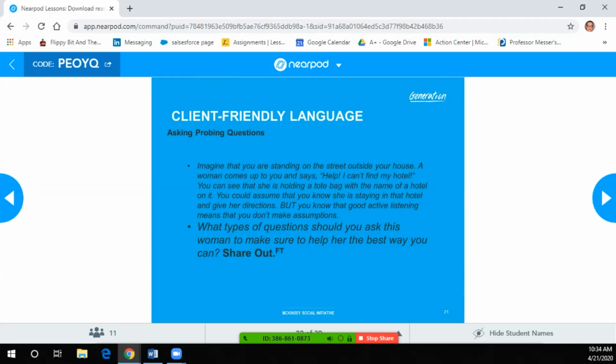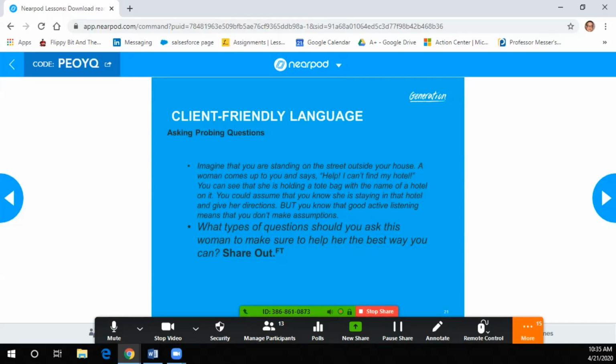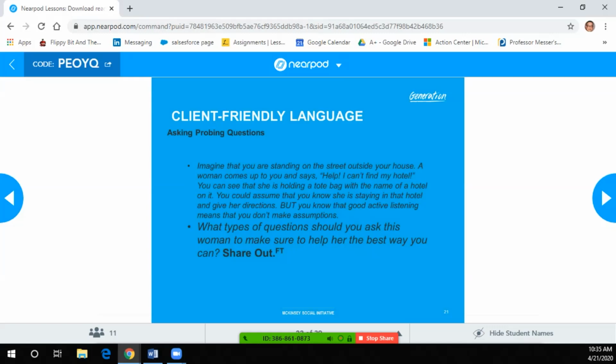So if DeAndre can help me with this slide, please. We're on slide 22 overall. Okay, client-friendly language. Asking probing questions. Imagine that you are standing on the street outside your house. A woman comes up to you and says, "Help, I can't find my hotel." You can see that she is holding a tote bag with the name of a hotel on it. You could assume that she is staying in that hotel and give her directions, but you don't. You know that good active listening means that you don't make assumptions. What types of questions should you ask this woman to make sure to help her the best way you can?